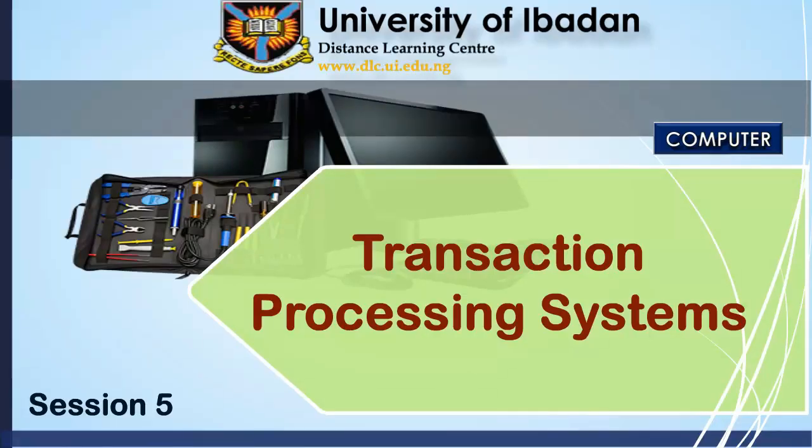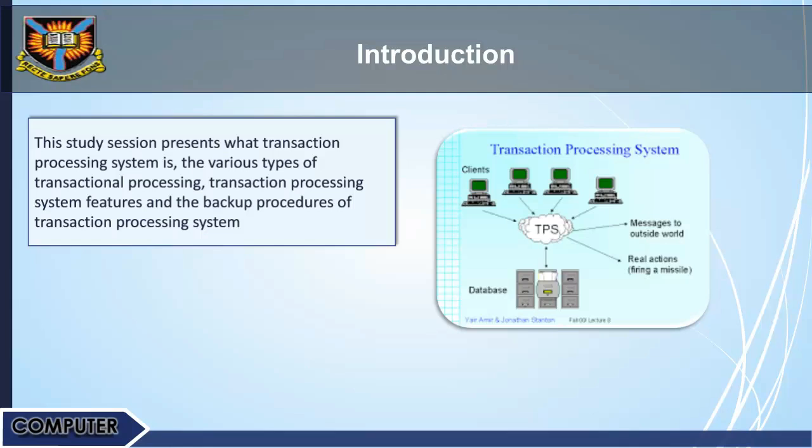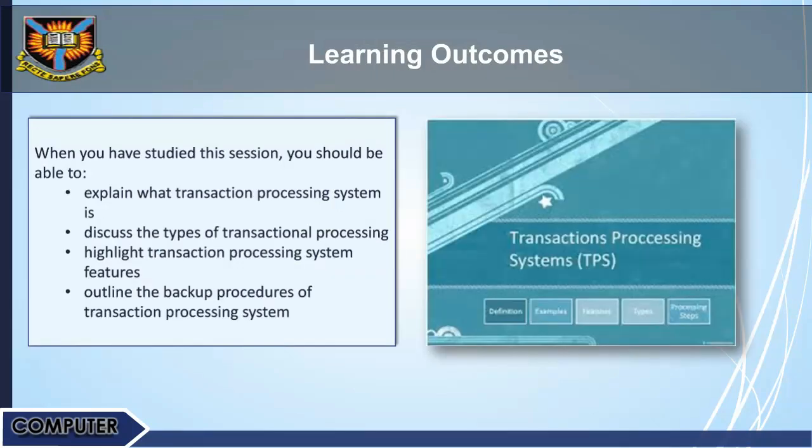Section 5: Transaction Processing Systems. Introduction. This study session presents what a transaction processing system is, the various types of transaction processing, transaction processing system features, and the backup procedures of transaction processing systems. Learning outcomes. When you have studied this session, you should be able to explain what a transaction processing system is, discuss the types of transaction processing, highlight transaction processing system features, and outline the backup procedures of a transaction processing system.